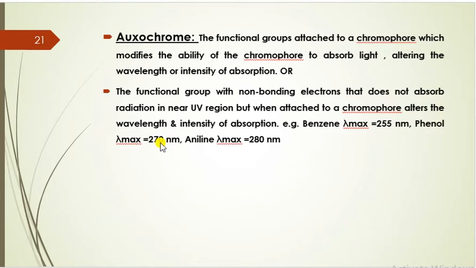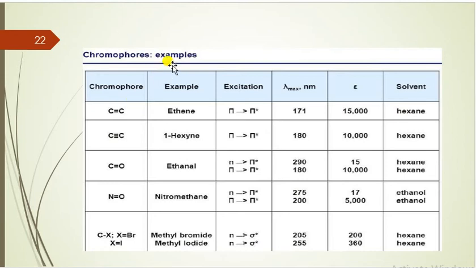So this effect of the oxochrome is because of its ability to extend the conjugation due to the presence of non-bonding electrons, and that's why they can alter the wavelength and the intensity of the absorption of the radiation. Now, moving towards some examples of chromophores.